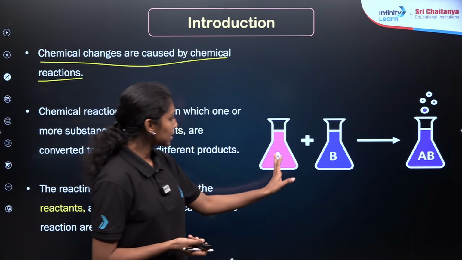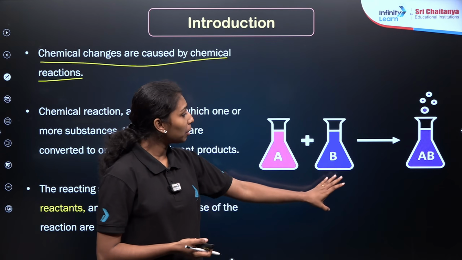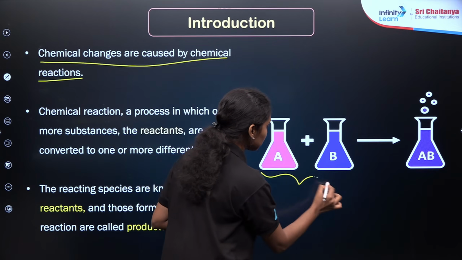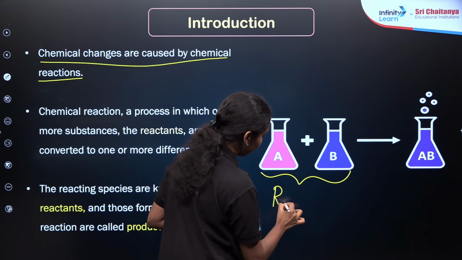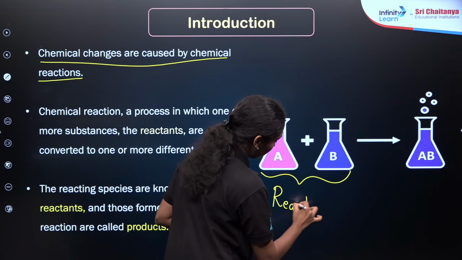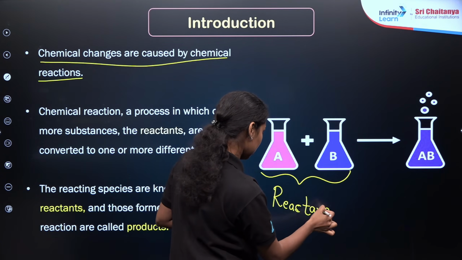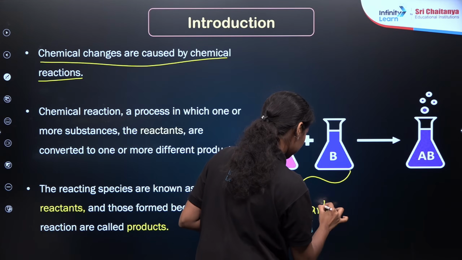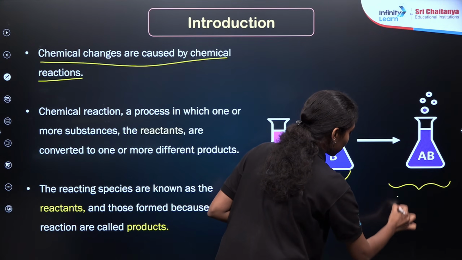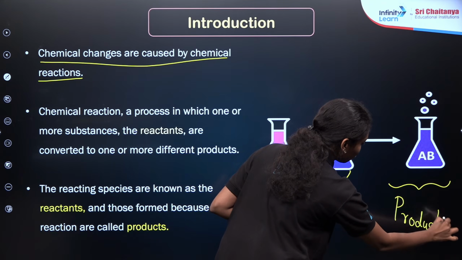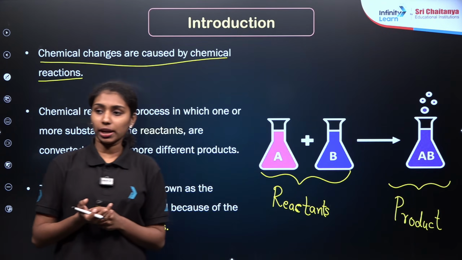So as we can see over here, these are the two components, A and B, combined to form an AB compound here, right? So these reacting species are known as the reactants, right? The reacting species are known as the reactants and the resulting compounds are known as the product, right? This will be our product. So this is the main part of a chemical reaction. The reactants are combined together to form single or multiple products, right?